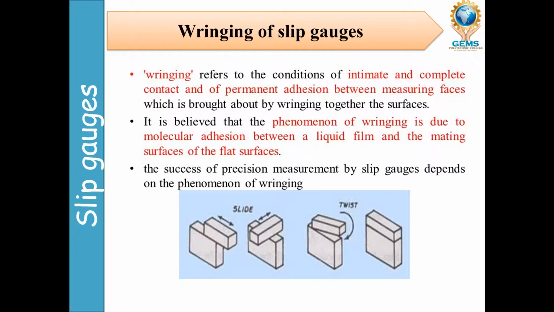Suppose if you want to remove another slip gauge, what happens? You can slightly remove the rung slips, so automatically it will be released. So this is a ringing process. First of all we keep one over the other, and then perpendicularly you twist, and automatically it will be rung.